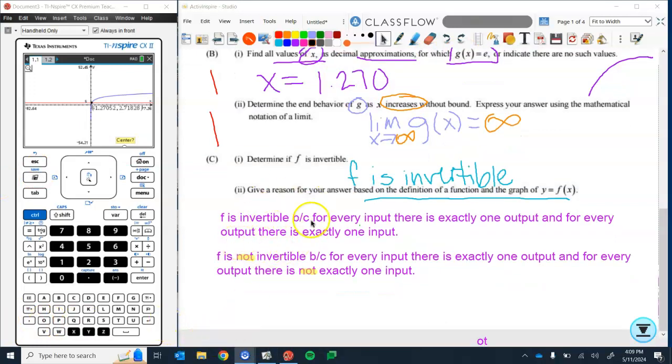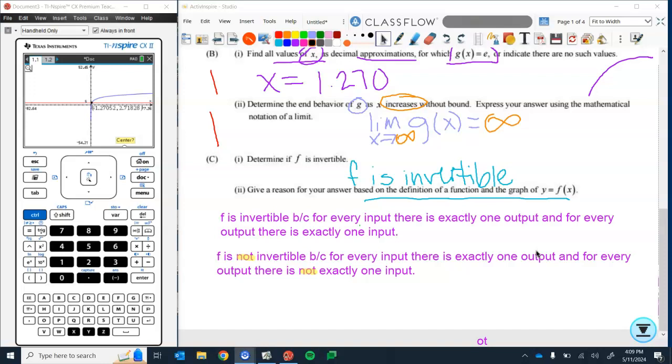Okay, this is what I was trying to show you. If your answer is F is not invertible, this is all you have to change. You can say F is not invertible because for every input, there's exactly one output, and for every output, there is not exactly one input. That second part basically says that it fails the horizontal line test.